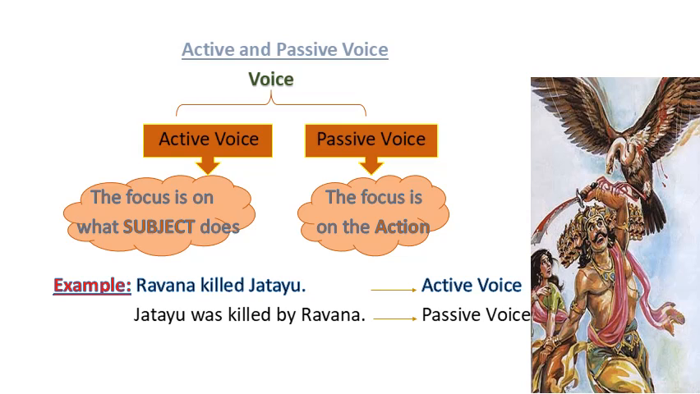So, when the focus is on what the subject does, it is called active voice. Means where the subject is the doer, or where the focus is on what the subject does, then it is active voice. And when the focus is on the action, or an action has been done to the subject, then it is called passive voice.